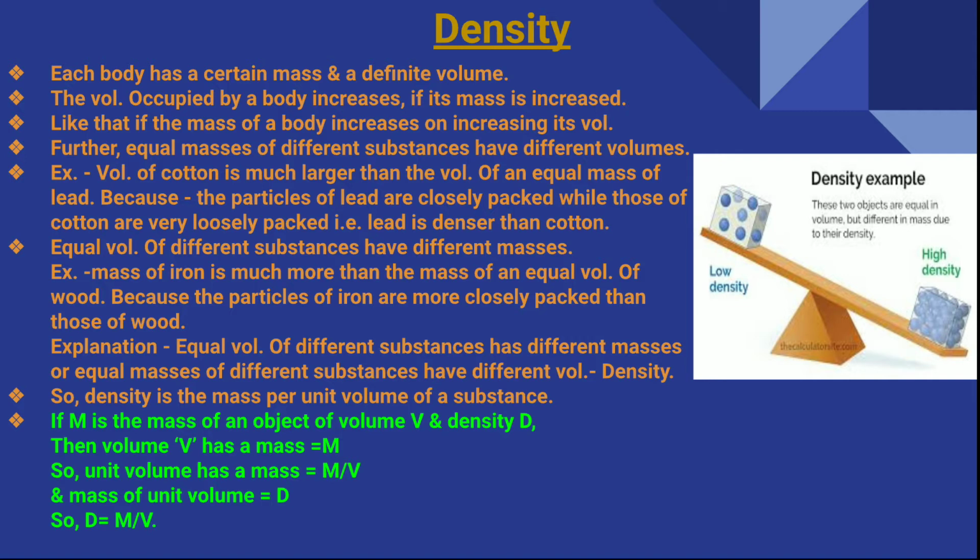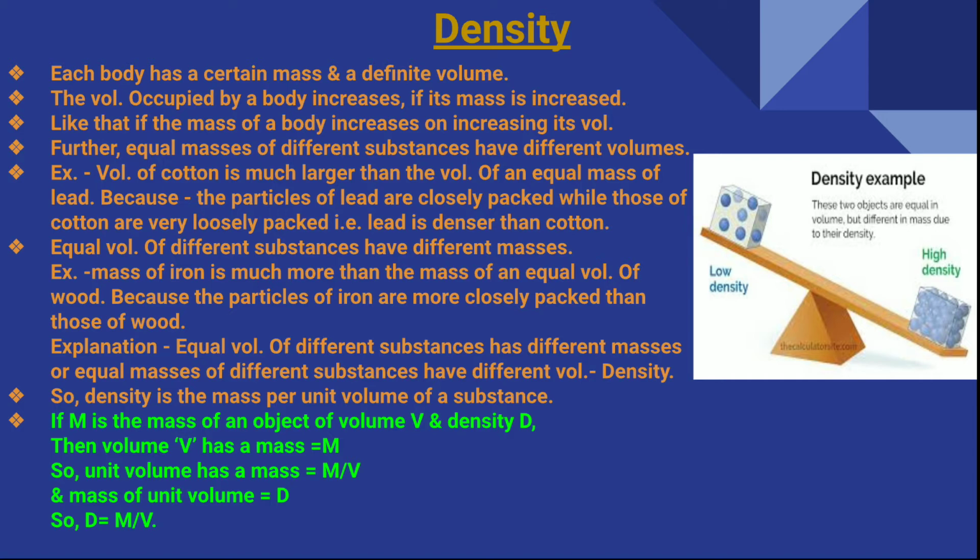Why does this happen? Let's explain. Equal volumes of different substances have different masses, or equal masses of different substances have different volumes. That is density. So what is density? Density is the mass per unit volume of a substance.